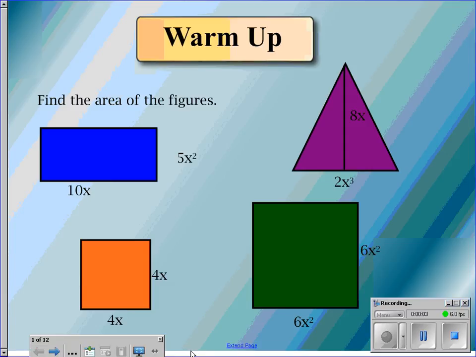Let's go ahead and start our warm-up today. We want to find the area of all four of the figures. What is this first figure up here? Number 1. It's a rectangle.